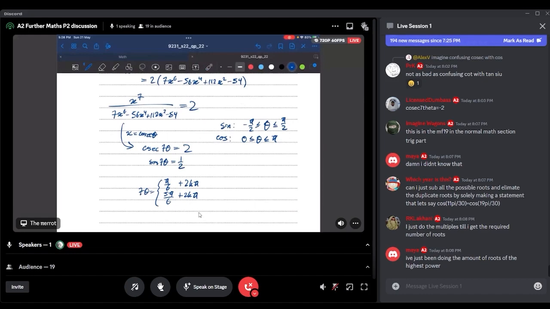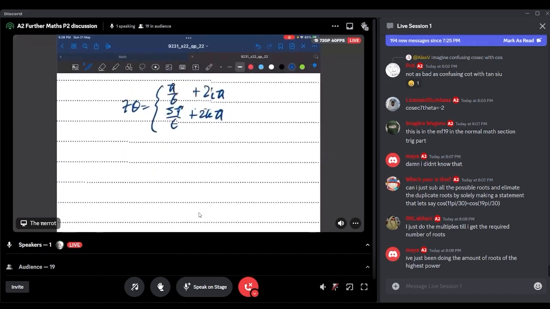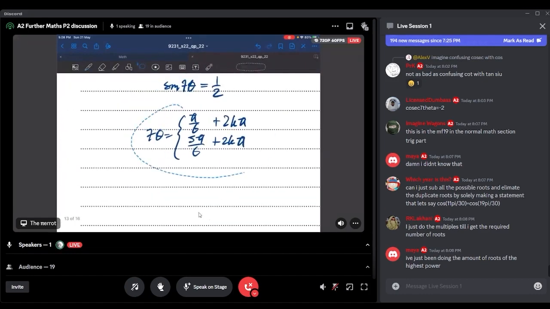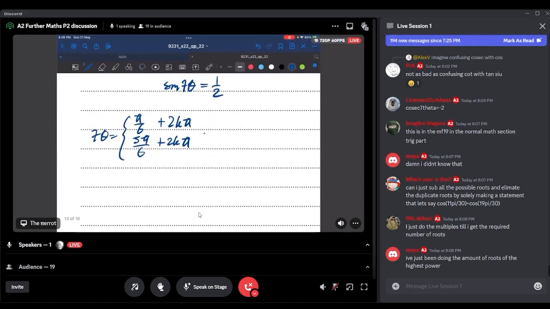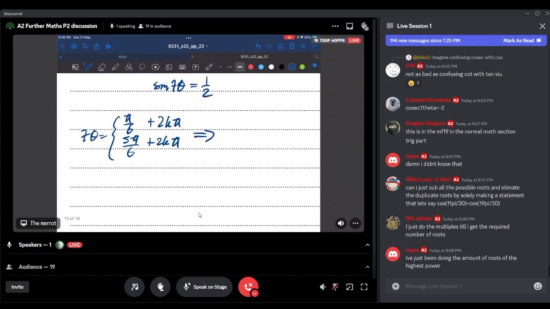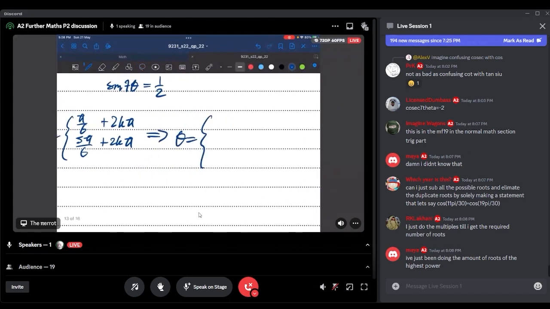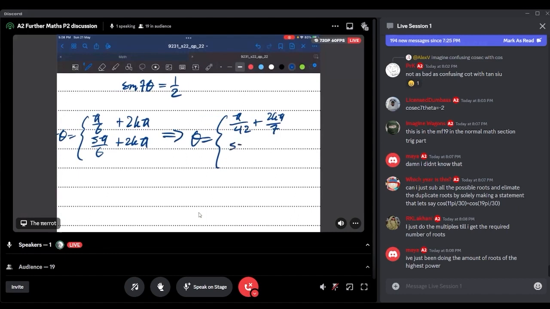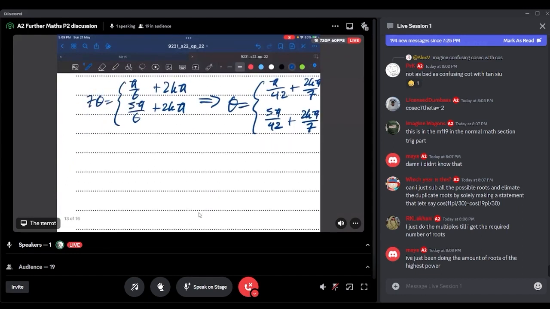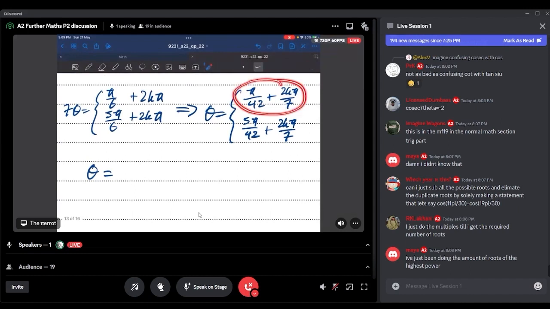Okay, so now we have 7 theta as this whole thing. Let's divide by 7. Theta equals pi by 42 plus 2k pi over 7, and 5 pi over 42 plus 2k pi over 7. Now let's check one by one. What are the values of theta here? Let's use this one first. Of course, pi by 42 is a solution.